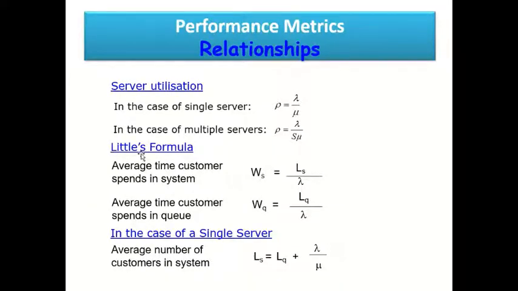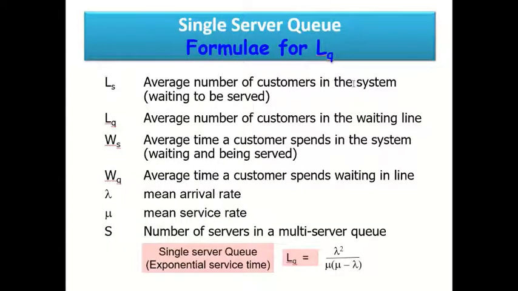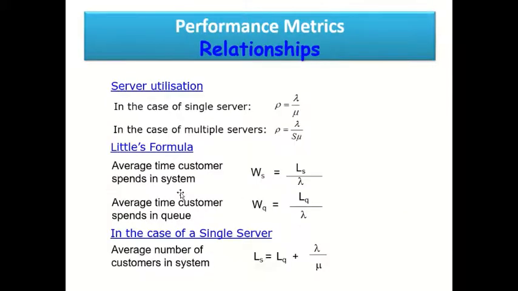Now there is Little's formula, which is represented by a set of equations. One is the equation for WS, the average time a customer spends in the system, given by LS divided by lambda. LS we have already seen. LS means the average number of customers in the system, waiting to be served, and lambda represents the mean arrival rate. Then the average time a customer spends in the queue, WQ, is represented by LQ by lambda.